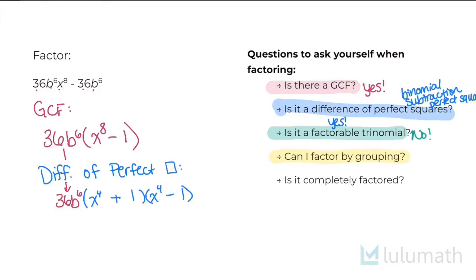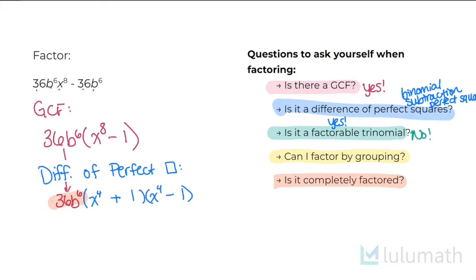My next question is, can I factor it by grouping? Well, looking at my first factor, there's nothing to group because it's a monomial. Looking at my second factor, there's nothing to group because it is a binomial. And my third factor, same thing, there's nothing to group because it is a binomial as well. So my last question is, is it completely factored? Well, I'm going to go through my list again and see if each one of my factors is completely factored.